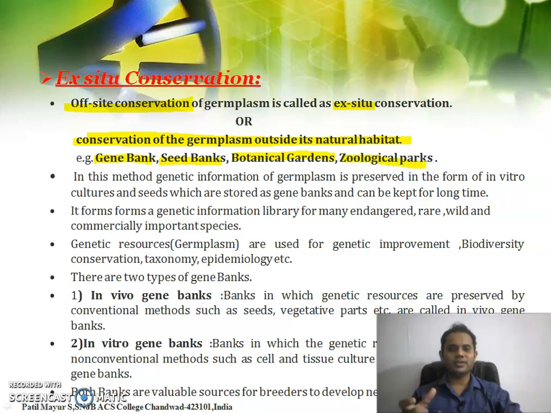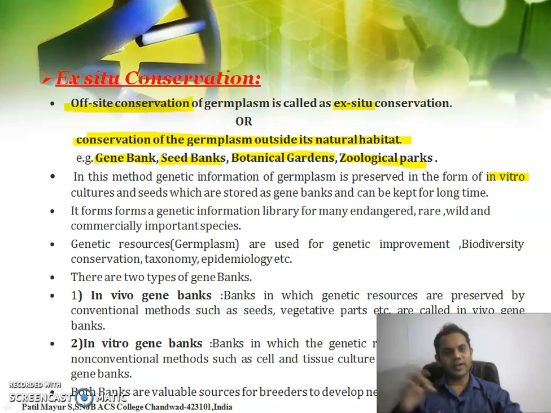So what we do in this case, we bring a germplasm from its natural habitat and protect it in another place, outside its natural habitat. Okay. In this method, genetic information of a germplasm is preserved in the form of in vitro culture. So I have written here, first thing is gene bank. Okay. So here some cells or tissue can also be preserved.